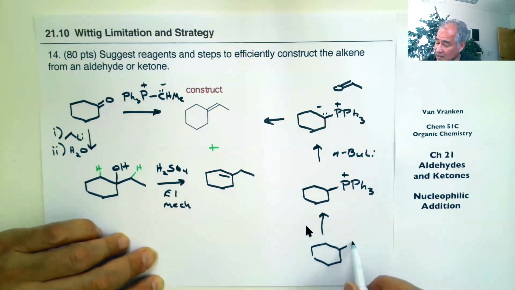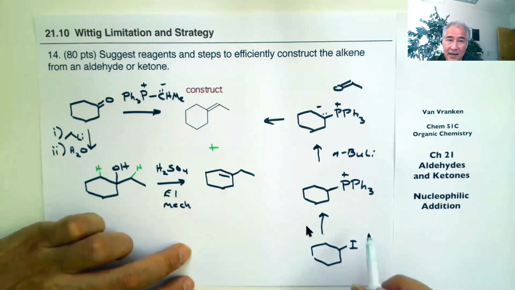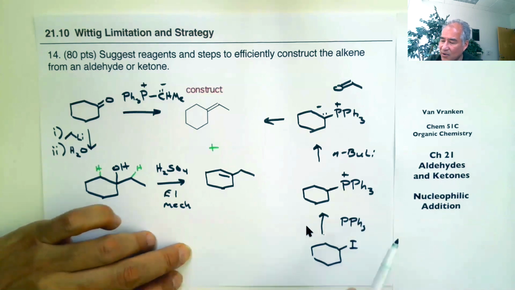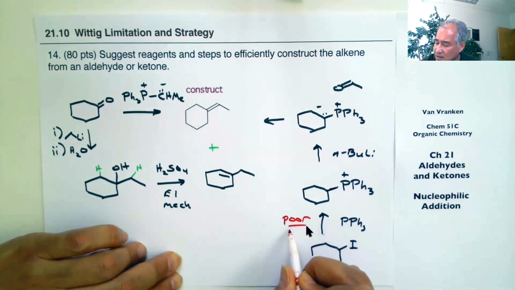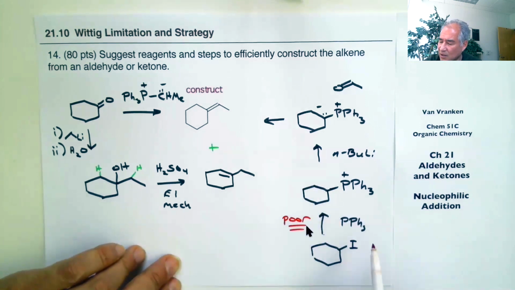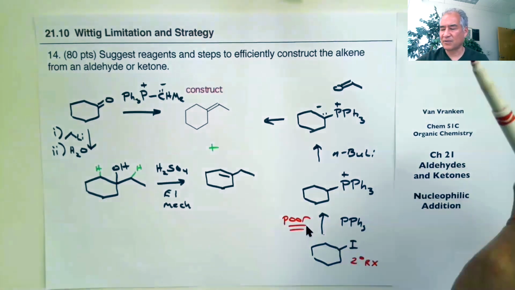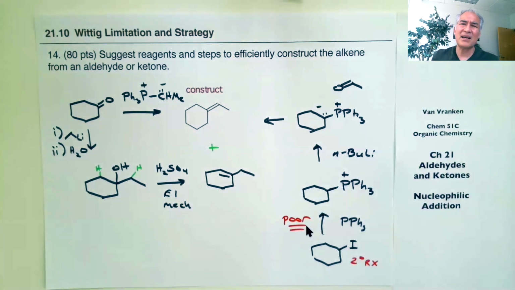I can put the best leaving group in the world on here. Well, it's not the best leaving group in the world. Iodide, and try heating this with triphenylphosphine, and it's still not going to be a good reaction, because this is, I'll just write poor here. That's a poor reaction. Don't use a synthetic route that looks like this, because this is a secondary alkyl halide. And SN2 reactions, especially with triphenylphosphine, which is not really a great nucleophile, you can get away with if it's a primary alkyl halide, but secondary is not very good.